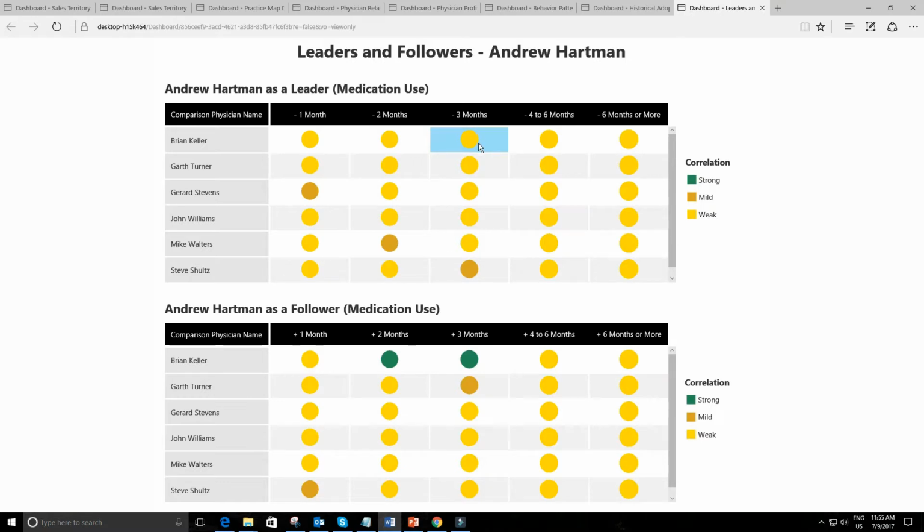Yellow dots represent weak correlation, light brown dots represent mild correlation, and green dots represent strong correlation. As you can see, there is no green on this chart, so Dr. Hartman does not appear to be a leader. The lower graph measures whether Dr. Hartman is a follower, and here we finally do see some strong correlation. It appears that changes in Dr. Hartman's use of medications follow those of Dr. Brian Keller with a 2 to 3 month delay.